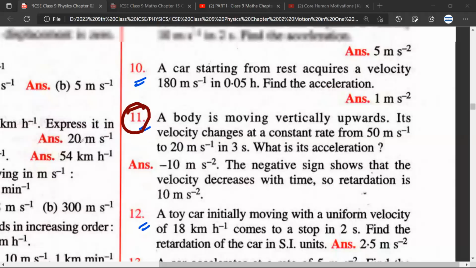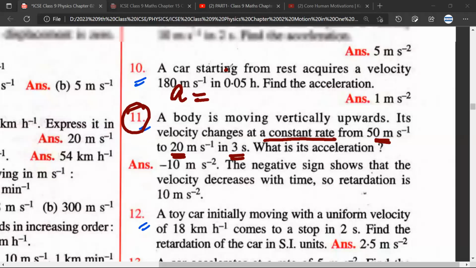Body is moving vertically upwards. Its velocity changes at a constant rate. Now, that is what I was trying to tell you, that this body is moving close to Earth. It is not very far away from Earth, and neither is it under the surface of the Earth. So that is why what they have mentioned is that the constant rate, the acceleration is constant, from 50 meter per second to 20 meter per second in 3 seconds.